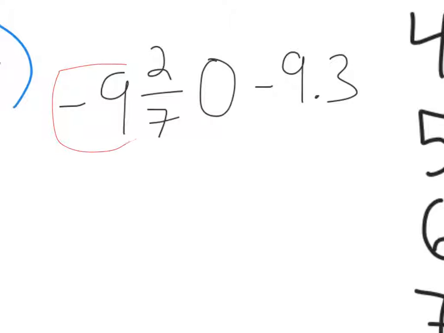Our negative 9 is our whole number, so that goes to the left of the decimal. And now all we have to do is divide 2 over 7 to find that decimal that goes to the right. Okay, so let's go ahead and do that. Top dog in the house, bottom dog outside. And we can bring that decimal straight up.